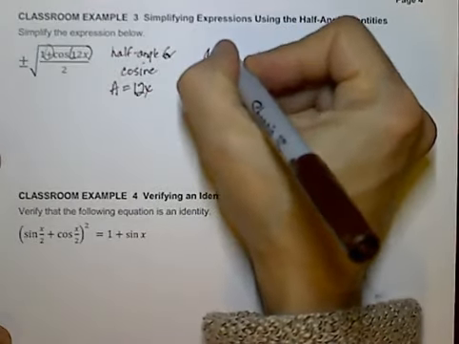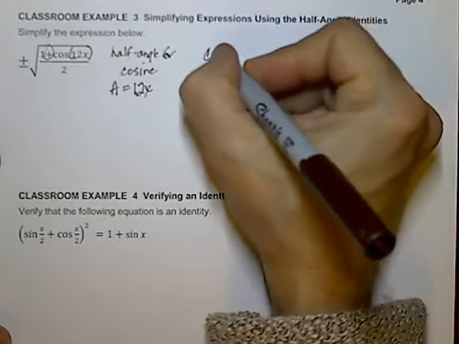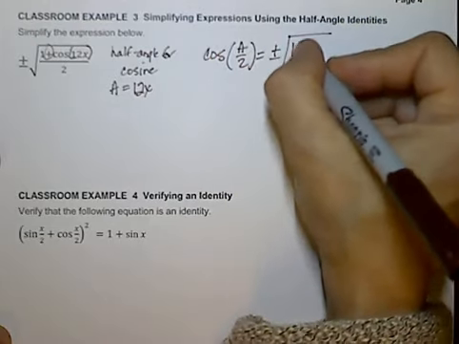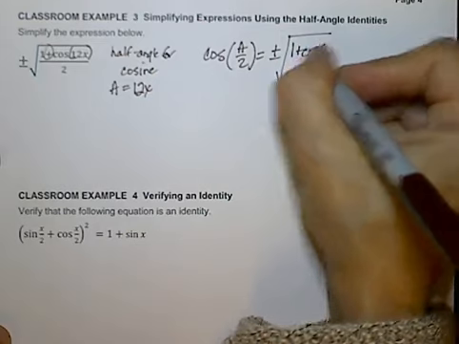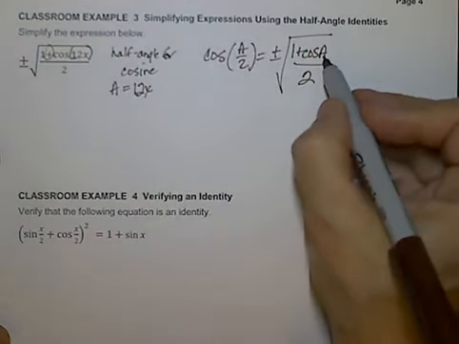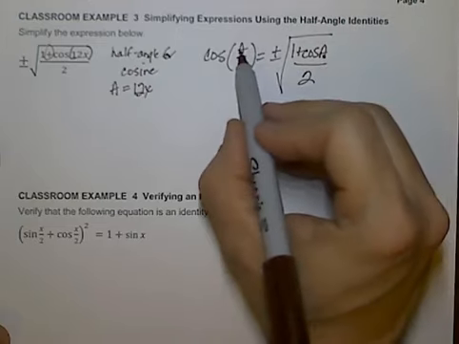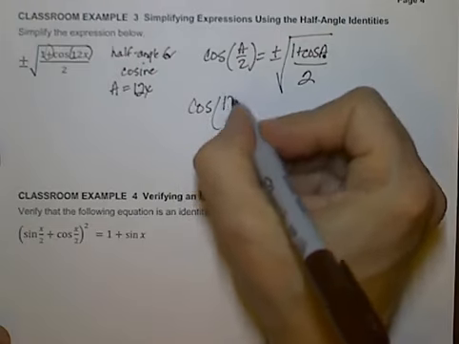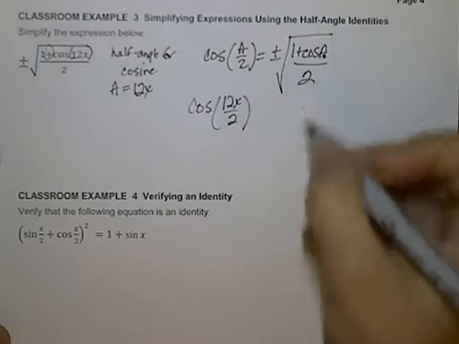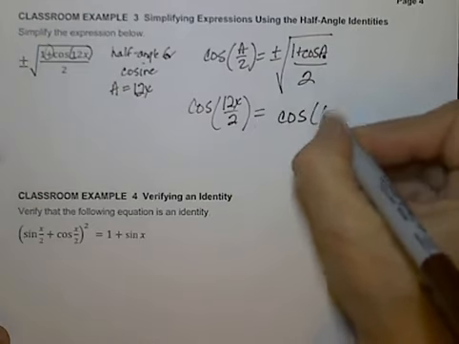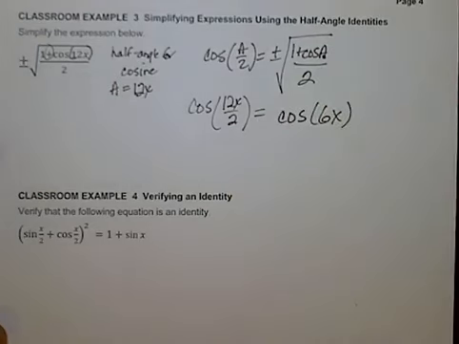If we write out that half-angle identity for cosine, it looks like this. So where we had the A here, in here we're going to substitute 12x for the A. And then we can divide the 12 by the 2, and that gives us the cosine of 6x.